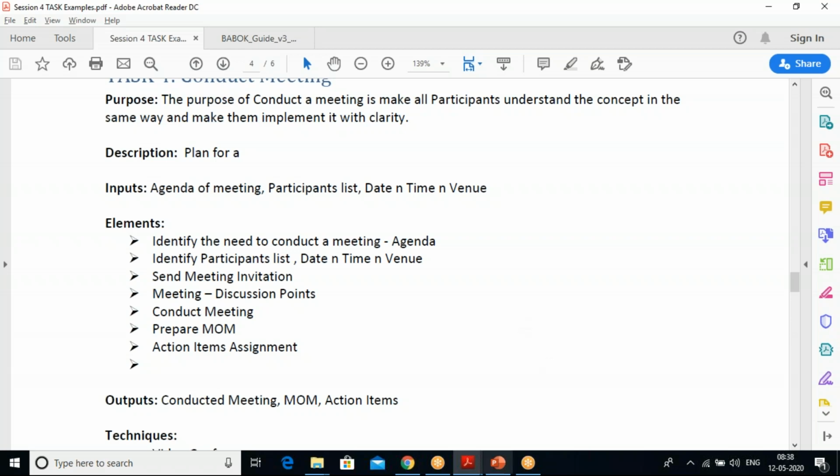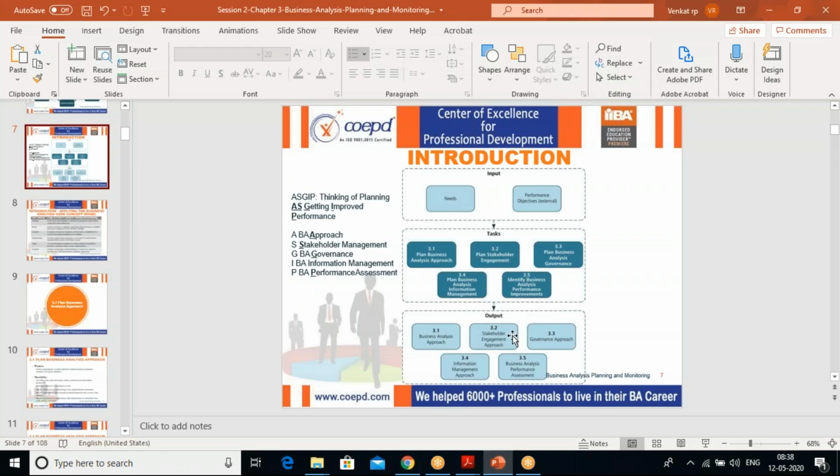Okay. Now let's come back to our discussions. We have business analysis planning and monitoring. In business analysis planning and monitoring, we have 5 tasks. What are those 5 tasks? The 5 tasks begin with plan business analysis approach.